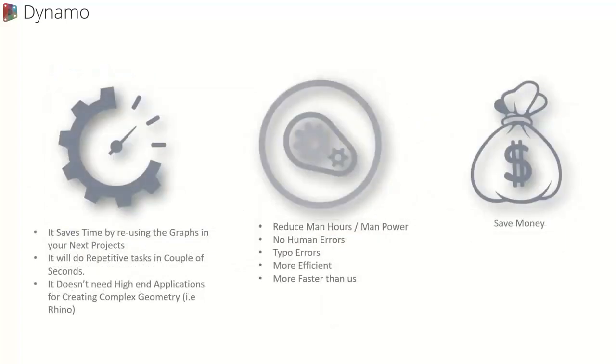So in one line, if you learn Dynamo, you'll be able to save a lot of time, and also avoid errors. There will not be any human errors at all. Okay. Why? Because it is doing exactly what you have given the instructions for. So there will be no typo errors. It will be more efficient than a human, because at the time of doing something, like renaming something, your girlfriend called and irritating you.